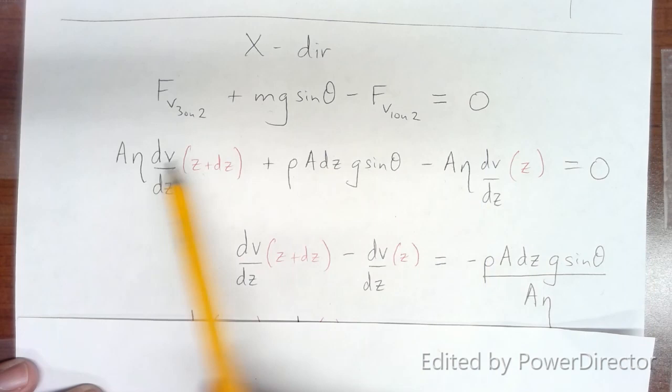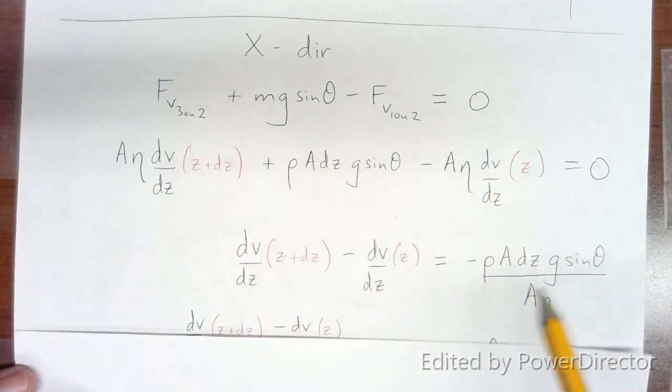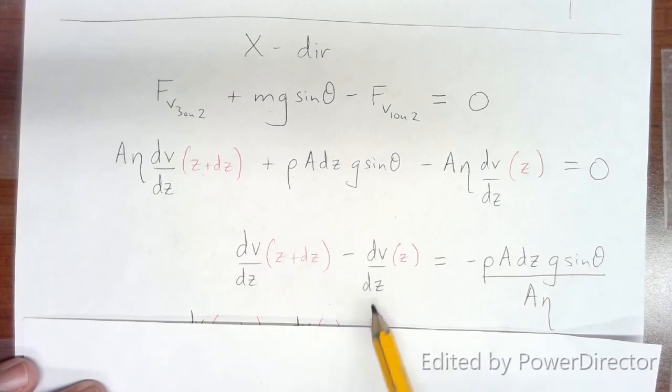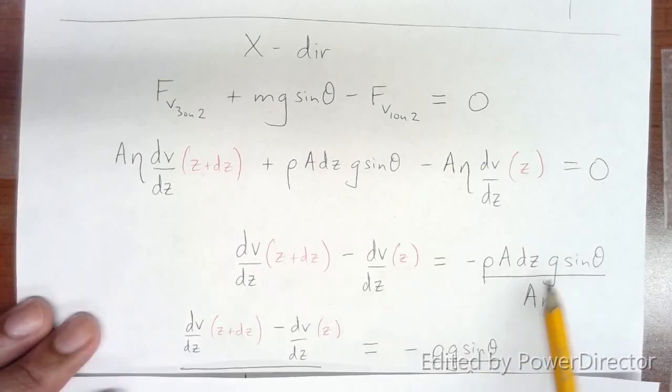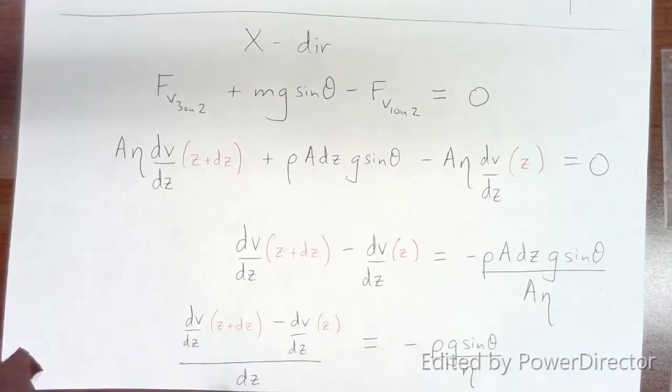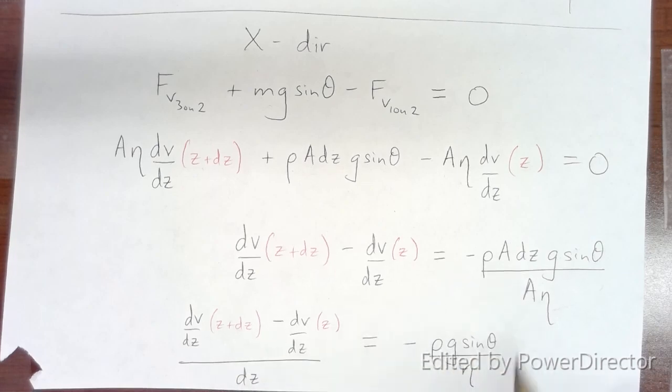We see that eta is common to these two terms, so we extract that and divide it over. And so we are left with the difference between these two velocity gradients is equal to minus rho a dz g sine theta over a eta, and the a's anyhow are going to cancel out, and so we can divide the dz over, and we are left with this expression, which again has a similar form. We have a function evaluated at z plus dz minus the function evaluated at z divided by dz, and it's equal to this expression over here.